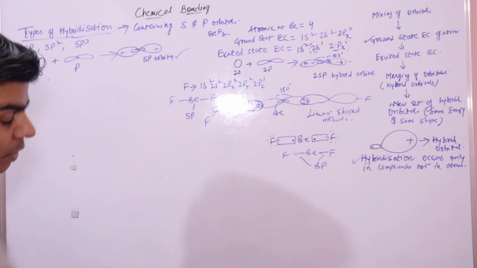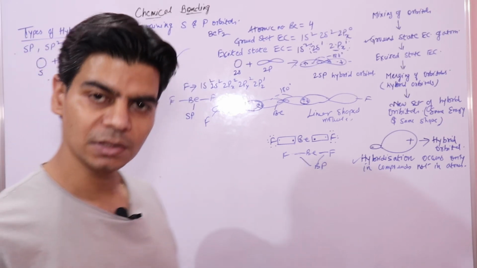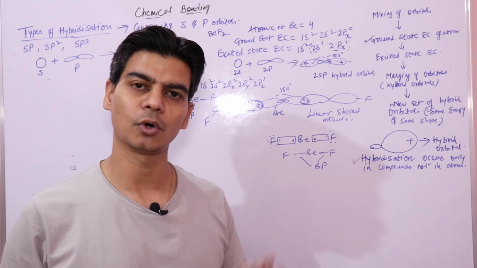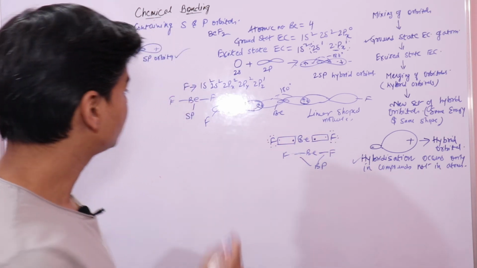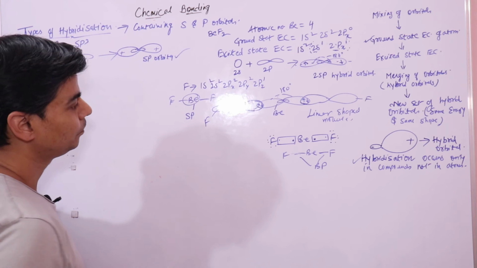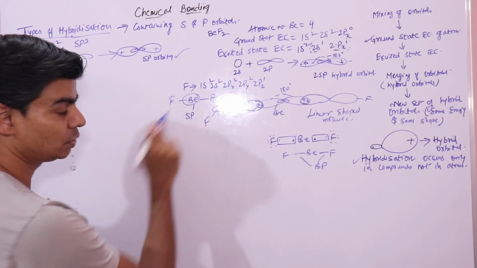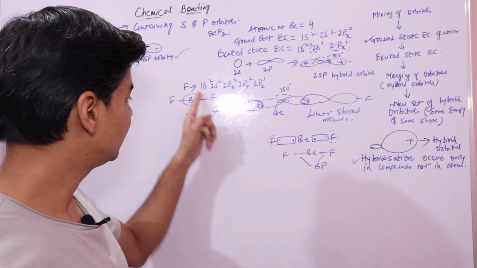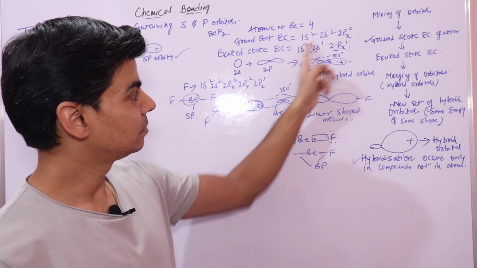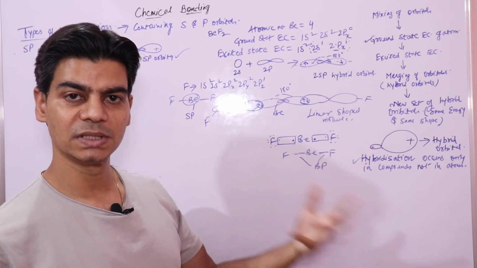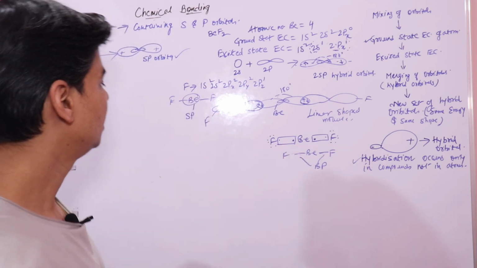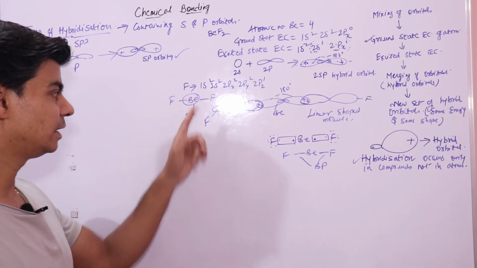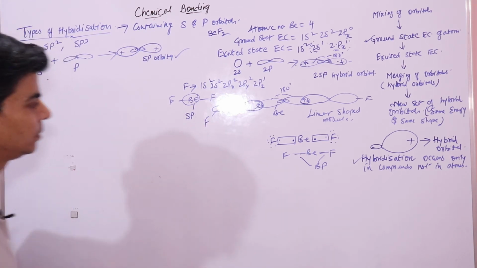So whenever using hybridization, if you know the hybridization of the central atom, you can tell the shape of the molecule. Here you have BeF2, and beryllium has undergone sp hybridization. Since sp hybrid orbitals are always linear, the molecule is linear, right? So if you know the type of hybridization of the central atom, you can tell the shape of the molecule, right?